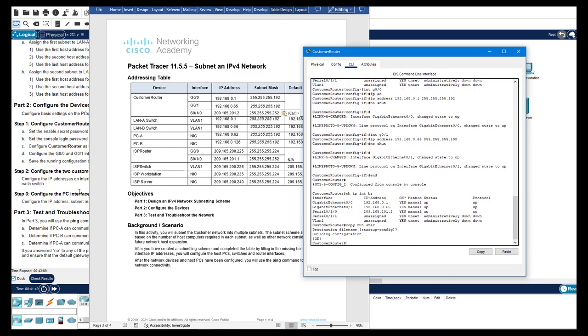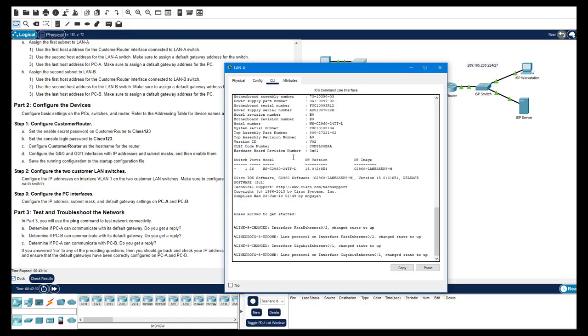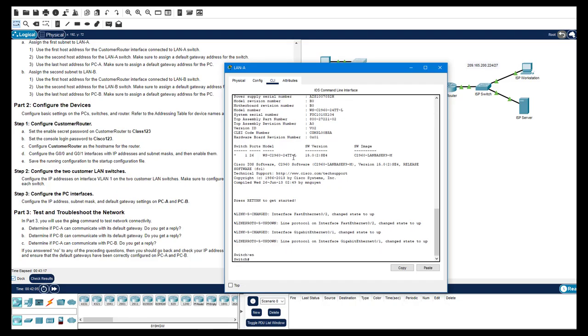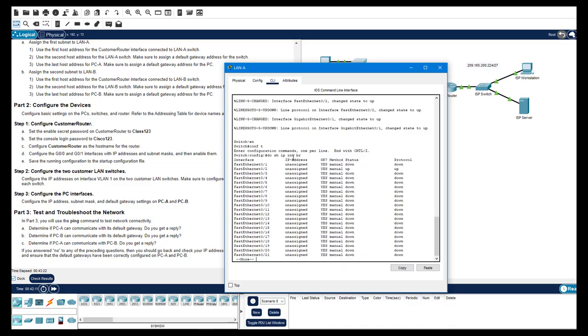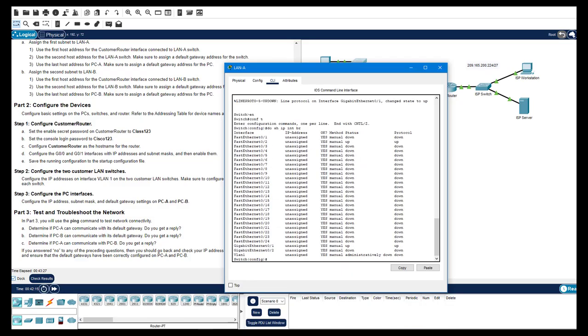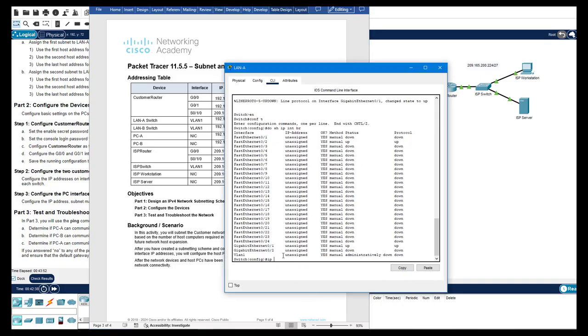And that looks like all we need to do on the customer router. Now we're going to go over to the switches because they need IP addresses too so that they can be managed. LAN A switch, command line interface, enable, conf t. If I do show IP interface brief, VLAN 1 is currently unaddressed and administratively disabled, but not for long. LAN A switch has the address, sorry about that, that one is supposed to be .2, which is the second usable IP address in that subnet.